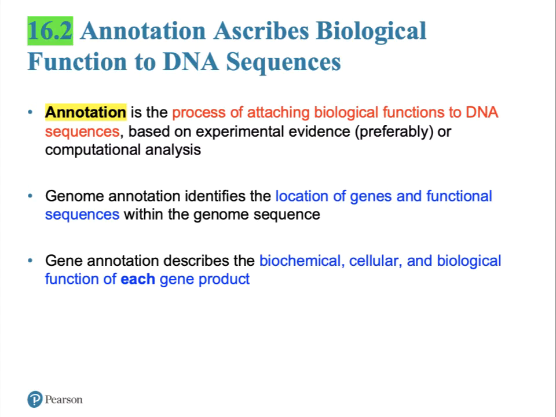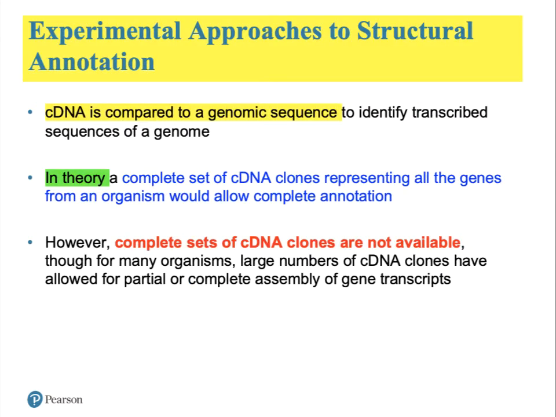At the next deeper level, the identity of each gene needs to be tallied to align these genes to either a biochemical function, a cellular function, or a biological function. A number of successful strategies have been employed in the past, such as using cDNA to compare to genomic sequences, which allows one to identify transcribed regions of the genome.